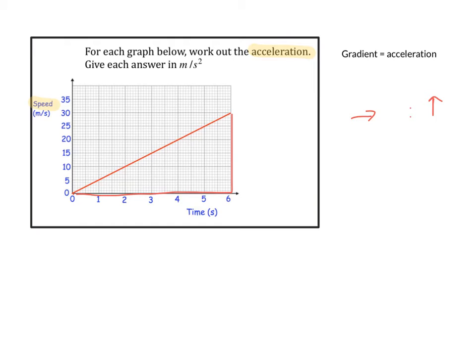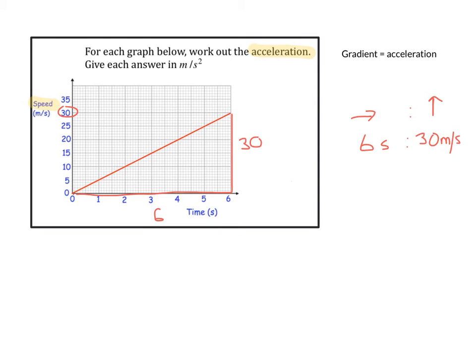So how many have I gone across? Well, I've gone 6 across. And how many have I gone up? Well, I've gone from 0 and I've gone to 30. So I've gone 30 up. So that's 6 seconds across is 30 metres per second up.